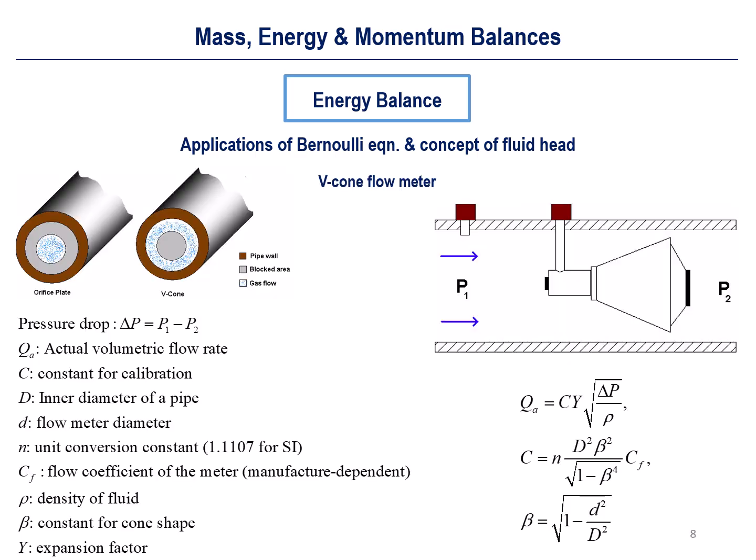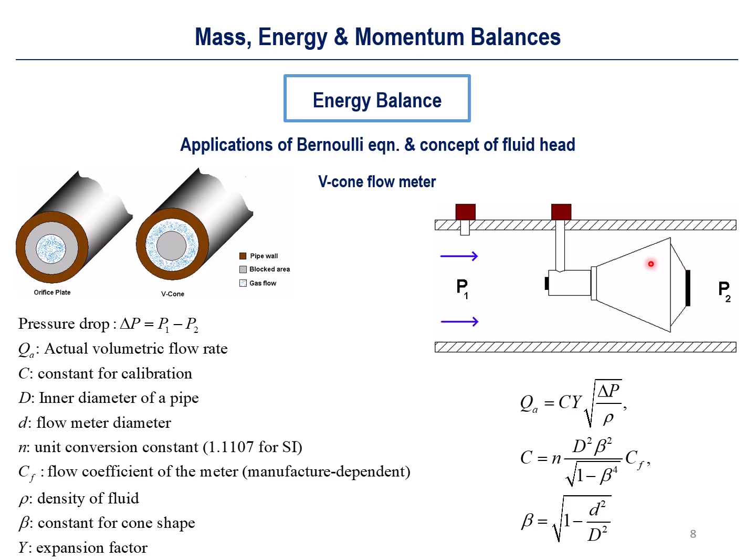Okay, so I'd like to take an example for the Wk02 case as shown on your right-hand side here. So we have pressure input and output, and right after this Wk02, we would like to measure these pressure differences. It means that we need to measure the pressure drop, and we are given some quantities such as actual volumetric flow rate, constant for the calibration, inner diameter of the pipes, flow meter diameter, unit conversion constant, flow coefficient of the meter, density of the fluid, and constant for the cone shape.